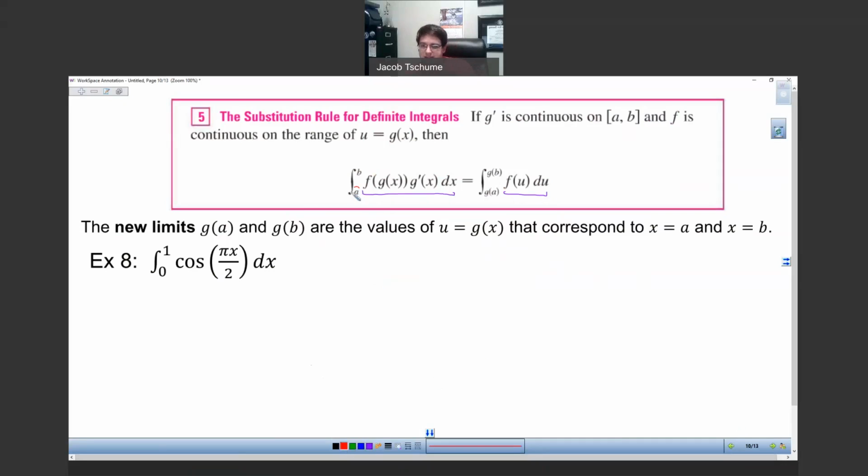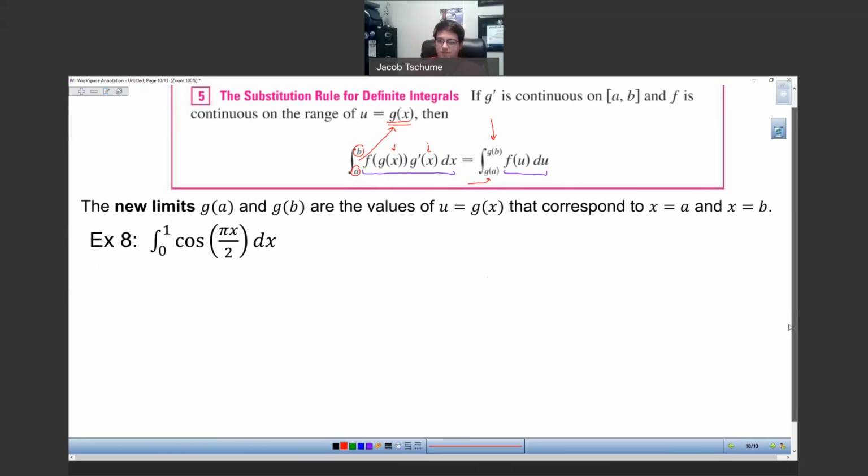The difference is that your A and your B have to get changed to G of A and G of B. That means whatever you let your u substitution be, you will have to plug your original parameters into that function to get your new parameters. You cannot use the original parameters to integrate a u substitution. That's because A and B, you see, are in terms of x's. You need to get everything in terms of u's. So let me walk through what you have to do.